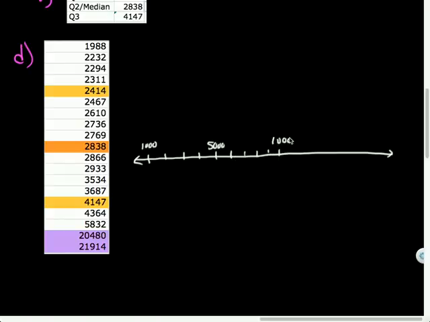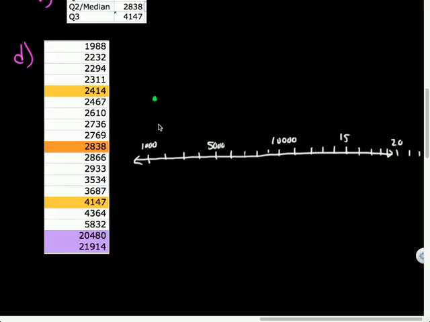I don't know if I'll even fit the outliers in this. I'll try. 11, 12, 13, 14, 15. You'll have to pretend. And then 16, 17, 18, 19, 20, 21, 22. All right, so here's the 20. All right, so to graph this or plot this information, my first point is going to be my lowest value, 1988. So that's going to be, if this is 2000, it's going to be somewhere right here.